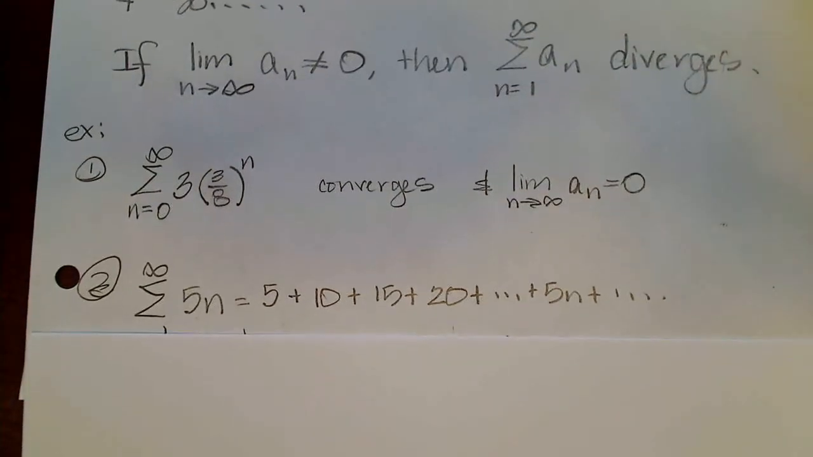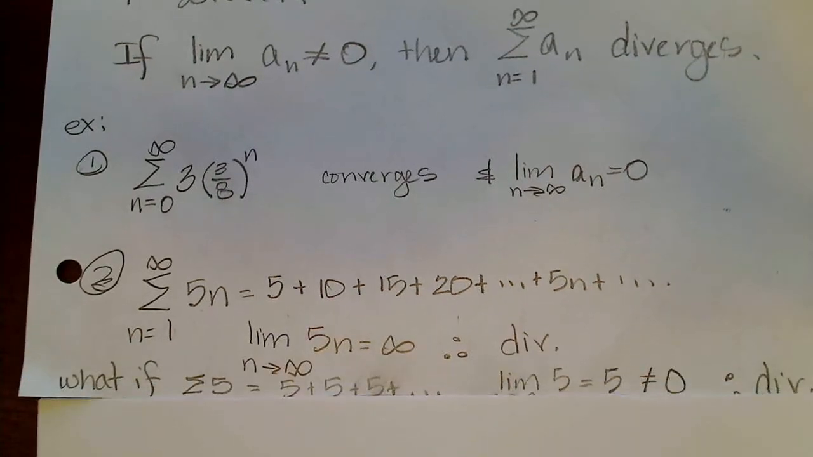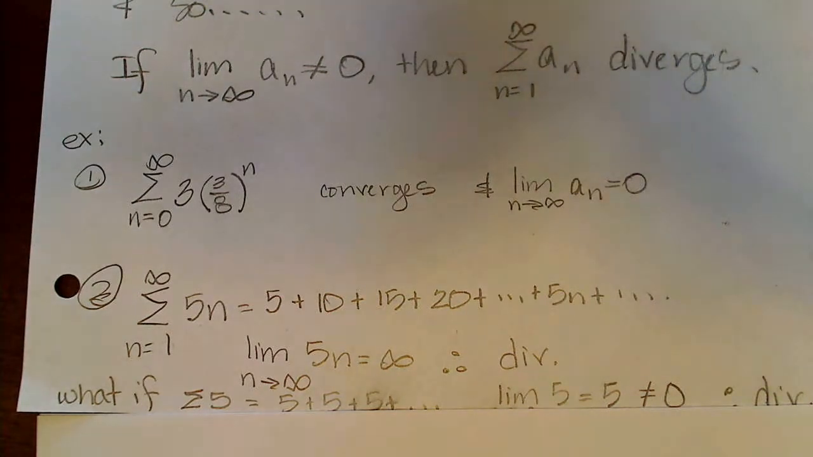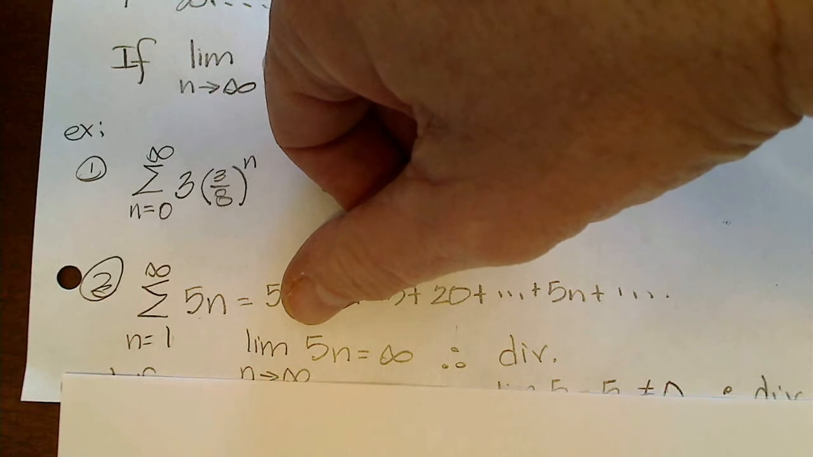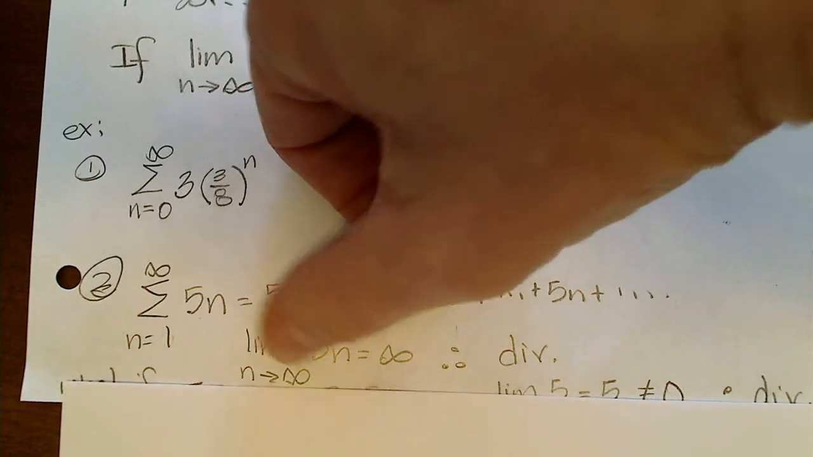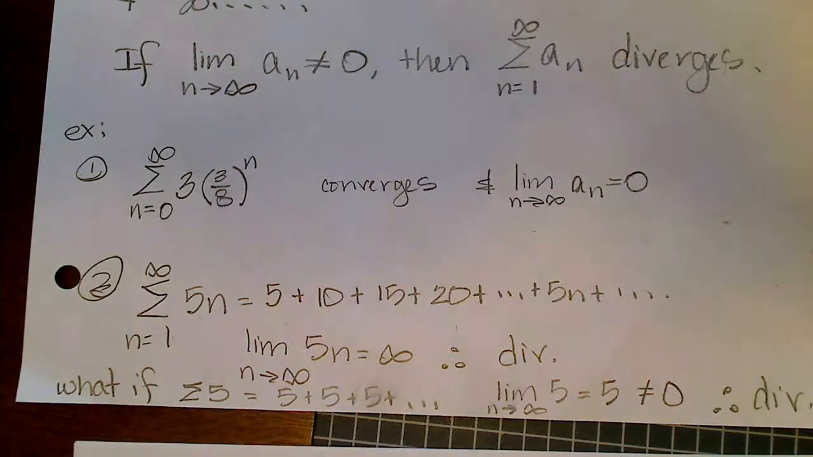Let's say we have this series. So I have the sum as n goes from 1 to infinity of 5n. Now, this is not a geometric series, but if I look at this, I see that my terms continually get larger, and instead of worrying about whether it converges at first, I'm going to take a look at the limit of the term expression as n goes to infinity. Well, that goes to infinity, therefore it diverges.